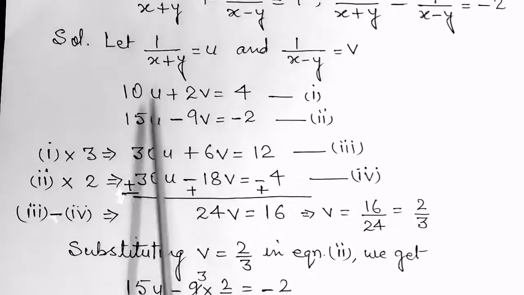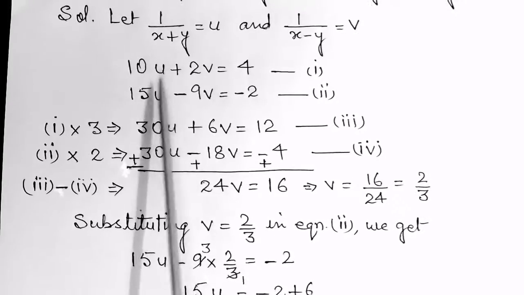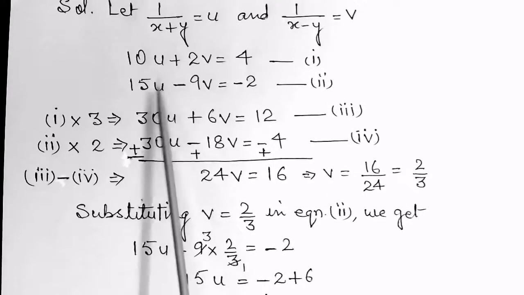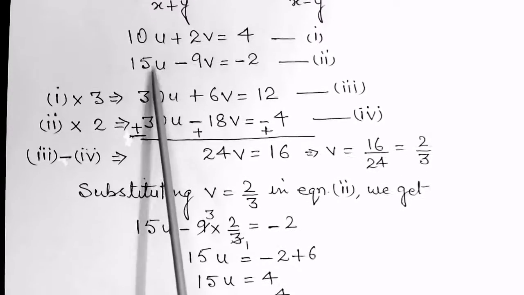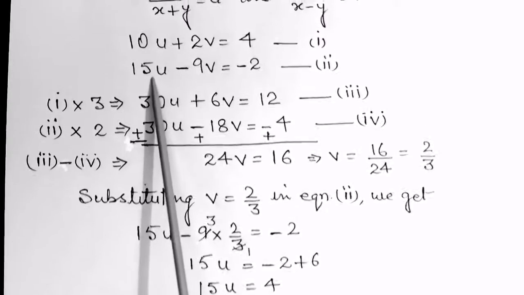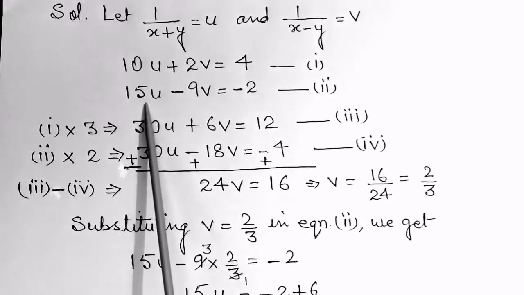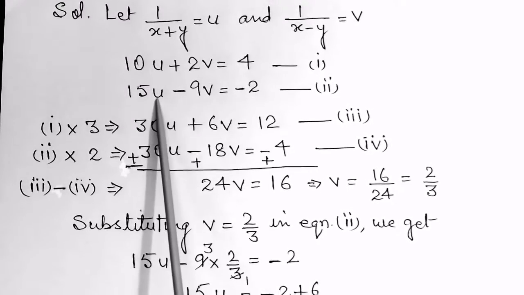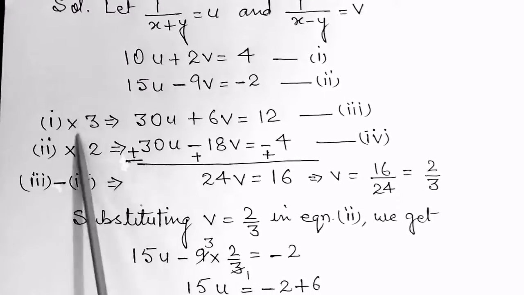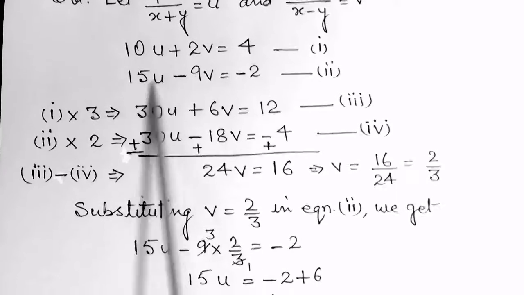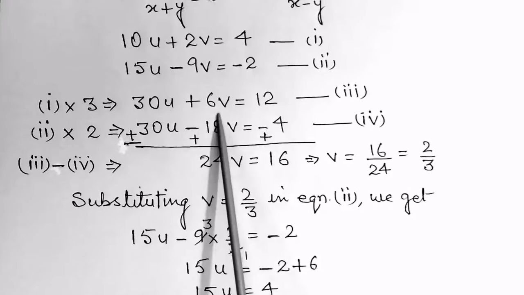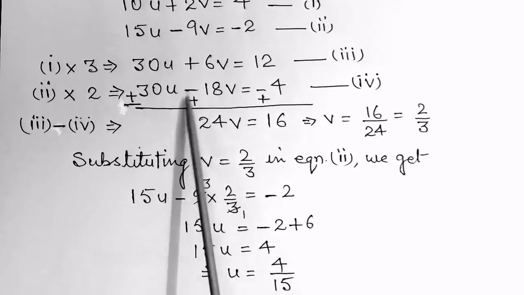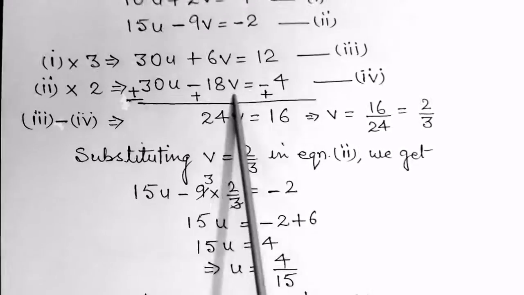Now, I am equating the coefficients of u. Right? Here the coefficient of u is 10 and here the coefficient of u is 15. Now the LCM of 10 and 15 is 30. So I'll make both 30. So for that, multiply equation 1 by 3 and equation 2 by 2. Right? So we get 30u plus 6v is equal to 12, and similarly 30u minus 18v is equal to minus 4.